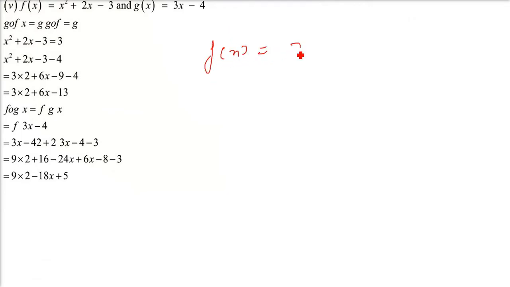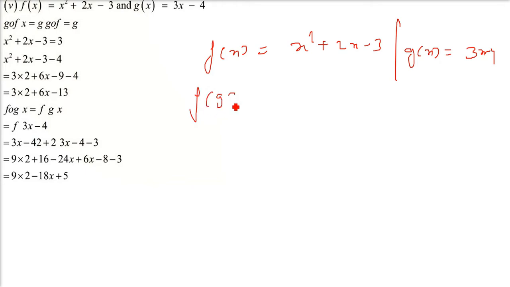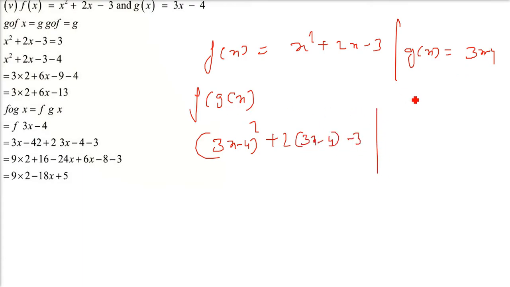So fx is x square plus 2x minus 3. gx is 3x minus 4. So f of gx means take gx, which is 3x minus 4, and put it wherever you get x in fx. So (3x minus 4) whole square plus 2 into (3x minus 4) minus 3. And in this g of fx, that is gof x, in place of x in 3x minus 4, put x square plus 2x minus 3.